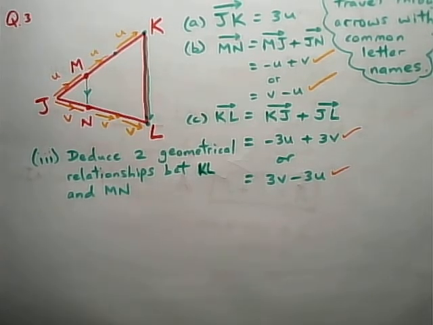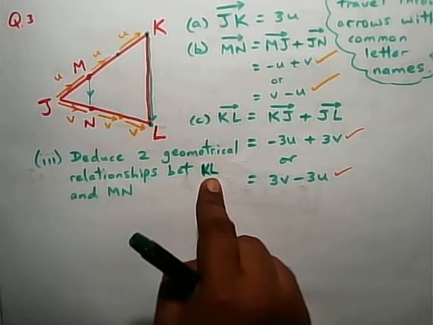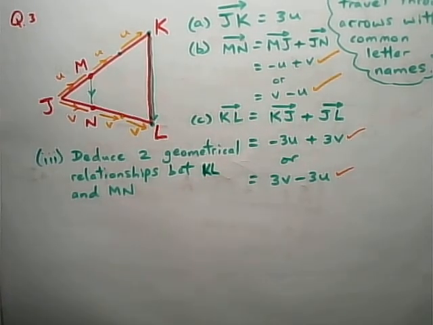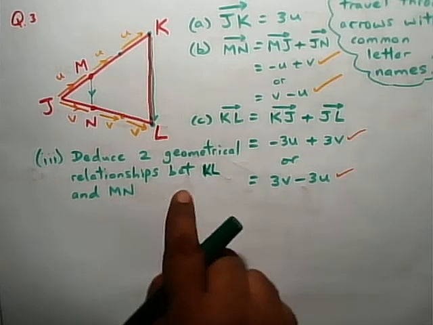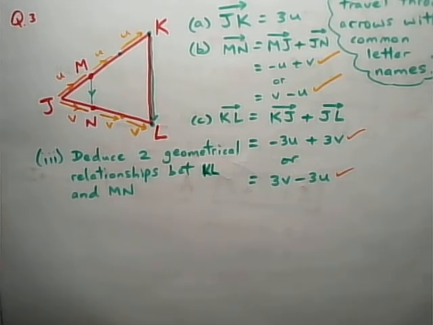Okay, they didn't draw arrows on them, they just have them like lines, the line KL and the line MN. Now when they say geometrical, they just mean shape and size. Geometry is the study of shapes and their sizes and their positions or orientation. So you want to know if these lines are of the same length, if these lines have the same shape, length, direction, those kind of things, how they look. So 2 things about them.